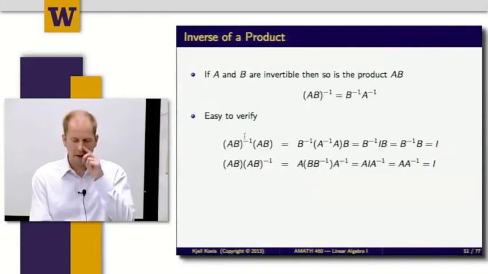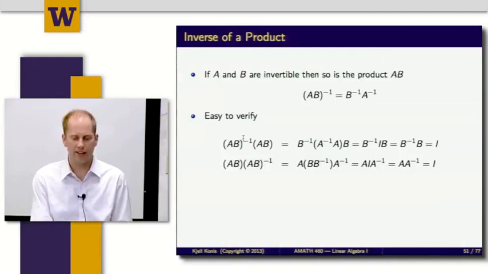And then I can do the same thing for the right-hand inverse. Again, because it switches the order, all that's going to happen is I end up eliminating the B first. So the B multiplied by B inverse becomes identity. And I end up with A I A inverse, which becomes A A inverse, which becomes I.